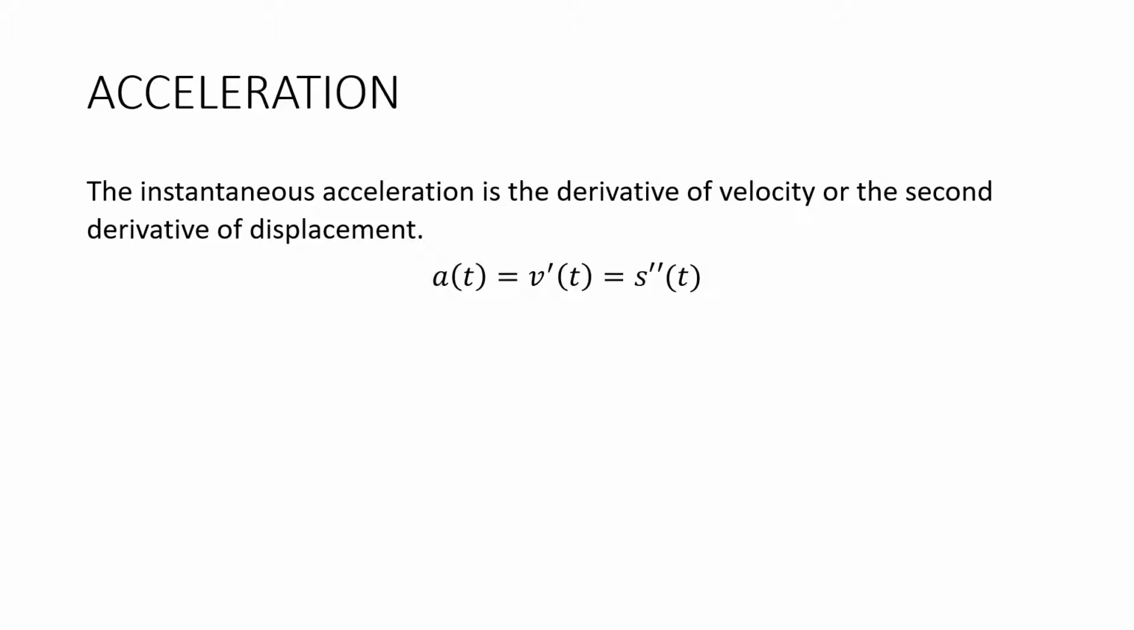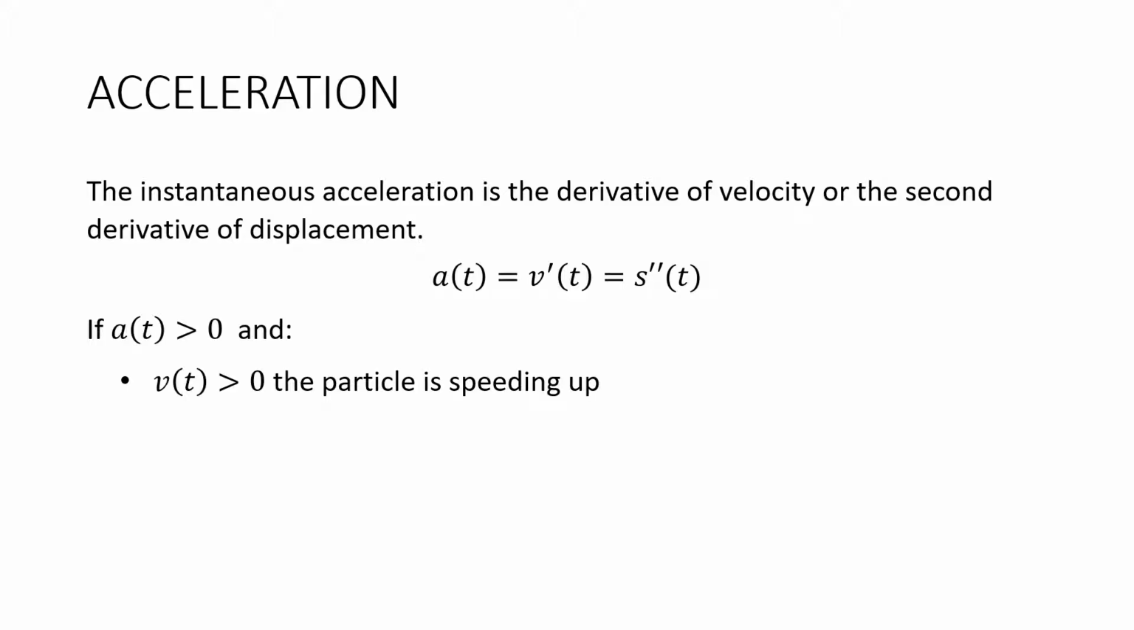And then finally, acceleration. We could talk about average acceleration, just like we did with velocity, but instantaneous acceleration is usually what we want. It's the derivative of velocity, or the second derivative of displacement. That's what's written here. So A of t is equal to V dashed of t, or S double dashed of t. Now, if A of t is greater than 0 and the velocity is greater than 0, then the particle is speeding up.